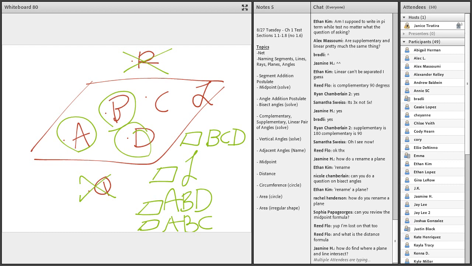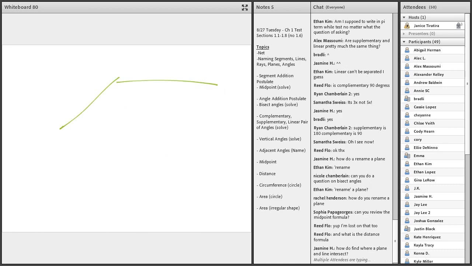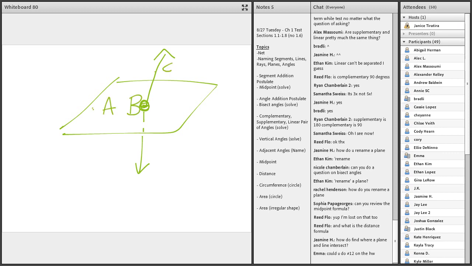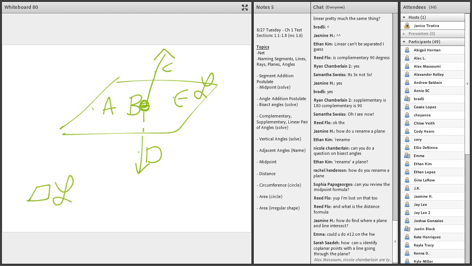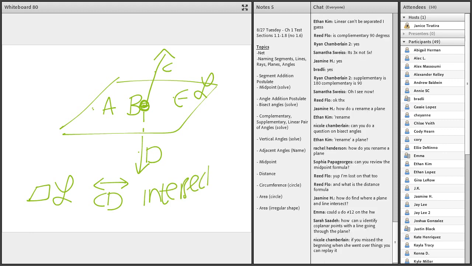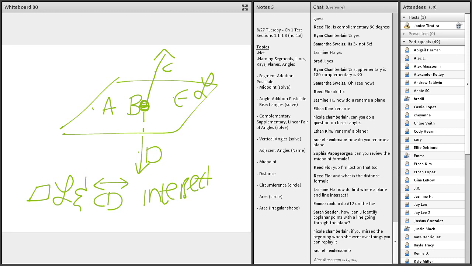Let's do a bisect one, a distance one, midpoint one. Gotcha. How do you find where a plane and a line intersect? A plane and a line. Let's say this line goes through here and then dot, dot, dot. Okay. So let's say this is A right here. This is B, C, D, E, and this is plane L. So it might say, where does plane L and line CD intersect? Where do they intersect? So the answer to this is this dot right here.